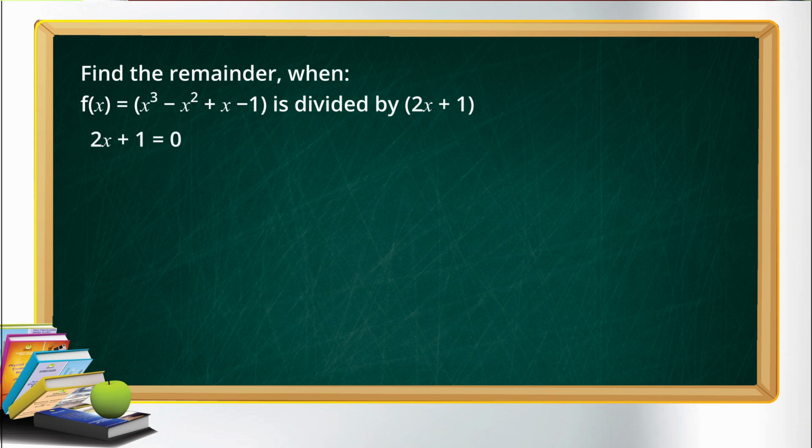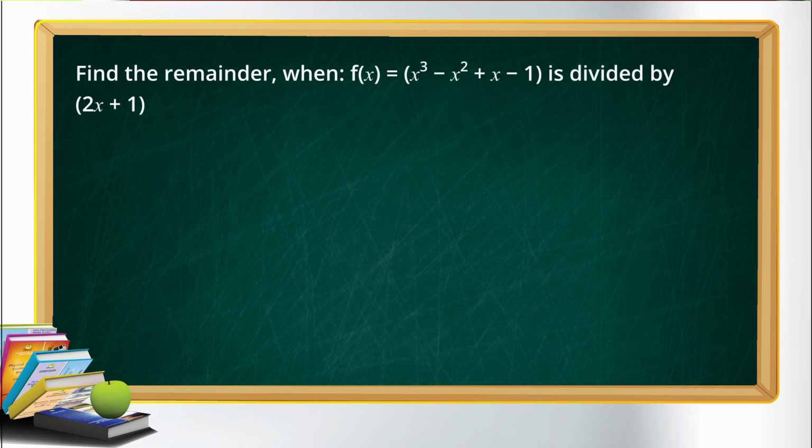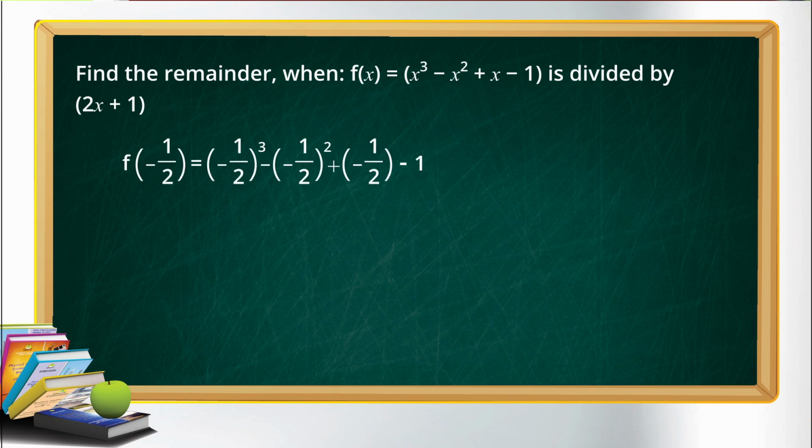So 2x plus 1 is equal to 0, which means that we can deduct 1 on either side and divide by 2 on either side, and we find x equals negative half. You know what to do next, don't you? We substitute negative half for every x in the given expression.